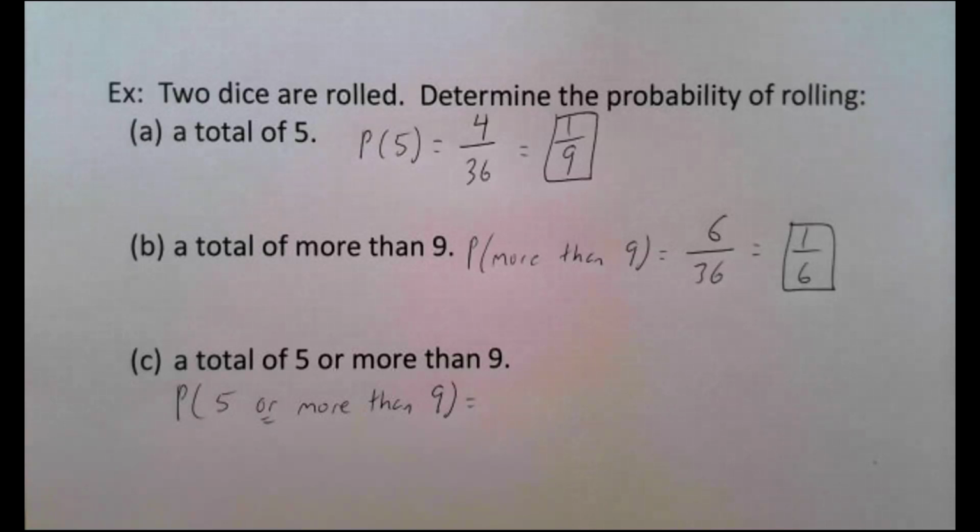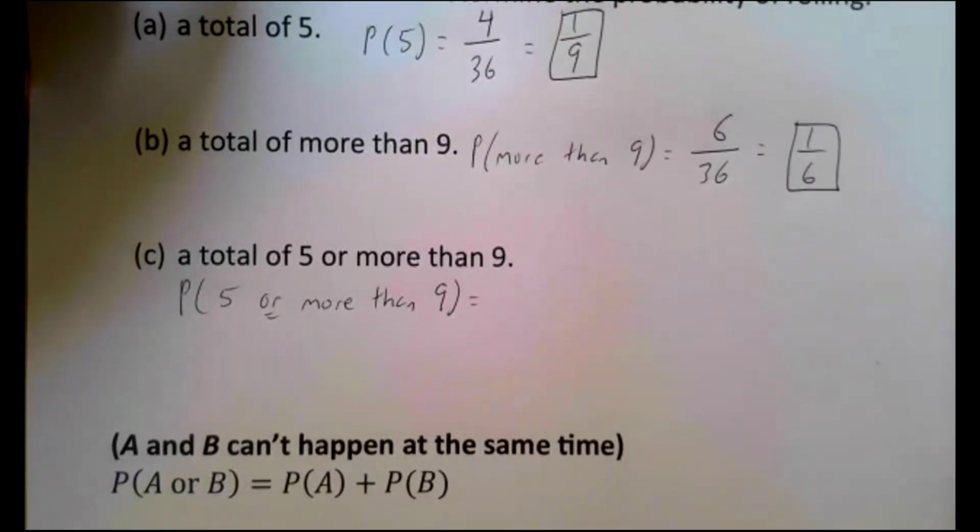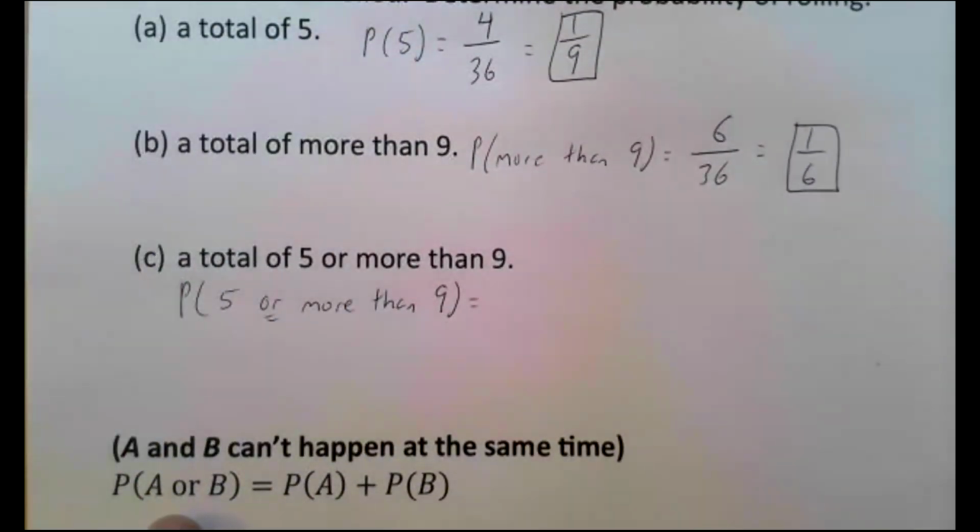That means these two events are what we call mutually exclusive. That means they cannot happen at the same time. And the formula for an OR problem in probability when they cannot happen at the same time looks like this.